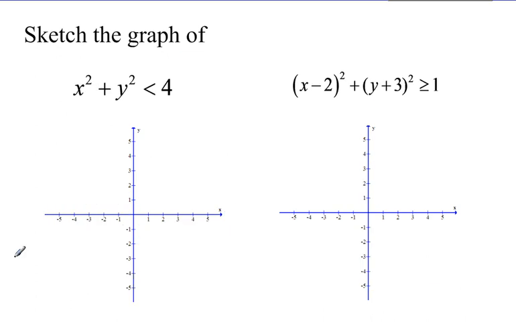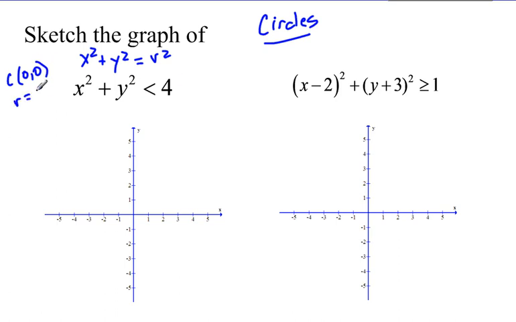All right, we have 2 more. And these are graphs of circles. So we've got to remember our circle properties from last semester. This first one, remember when we have x squared plus y squared equal to r squared, our center is going to be at 0, 0. And our radius is the square root of 4, which is just 2. So starting from 0, 0, we're going to go out 2 in all directions: 2, 2, negative 2, negative 2, and we notice it's not equal to. So I'm going to draw this circle with a dashed line.